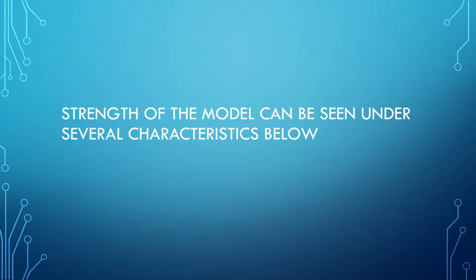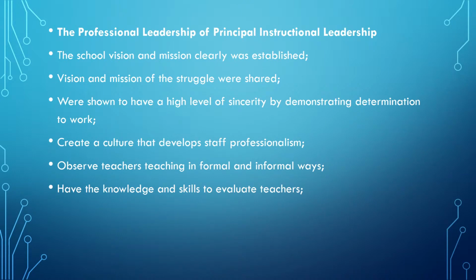So what are the strengths of the model that we can see is first, the professional leadership of principal, instructional leadership. Okay, so principal as a professional leader would bring an effective school environment, not only in Malaysia but everywhere. So the school vision and mission will be clearly established with a good professional leader. Not only that, the vision and mission will be shared. The success and also the struggle will be shared with each other.